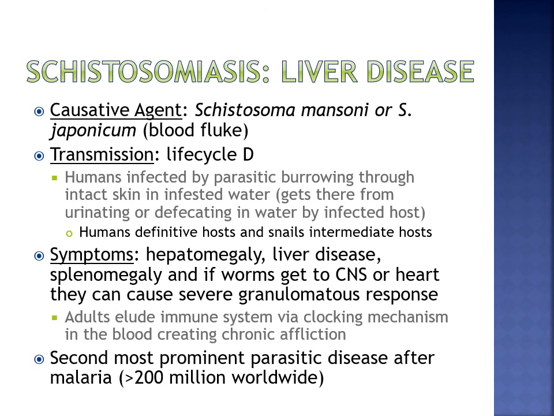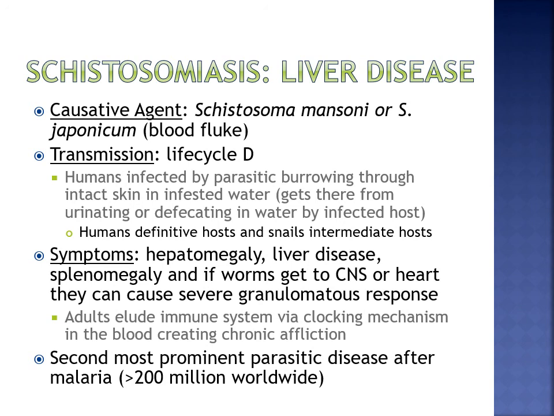Humans in this case are the definitive hosts, and this one does have an intermediate host, specifically snails. So this typically begins with enlargement of the liver or spleen, which is hepatomegaly and splenomegaly. Eventually it will lead into liver disease. On top of that, the worm can burrow through different tissues. So if it gets to the central nervous system or the heart, it can cause even more issues, specifically huge granulomas, or big clumps of immune cells.